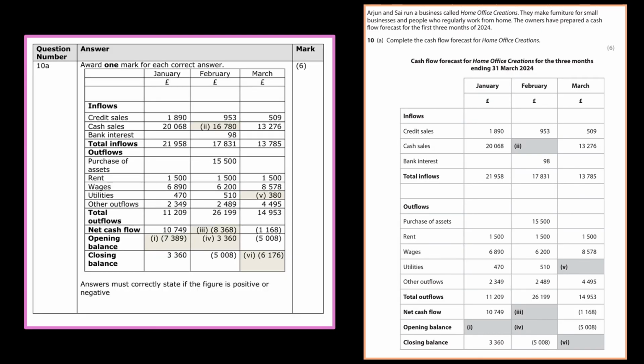So here's your answer, and there it is filled in, and your figures should look like that. Remember, if the figures are in brackets, that means it's a negative figure. Okay, so that's important and significant as well. If it's not in brackets, then you're suggesting it's a positive figure, which I suspect. It does say actually at the bottom there, answers must correctly state if the figure is positive or negative. So you will lose marks if you haven't put it in brackets, because brackets suggest it's negative. Very important to note that, but that's the cash flow forecasting exercise. It's worth 6 marks to you. You need to understand that. Otherwise that's 6 marks dropped. Crucial.